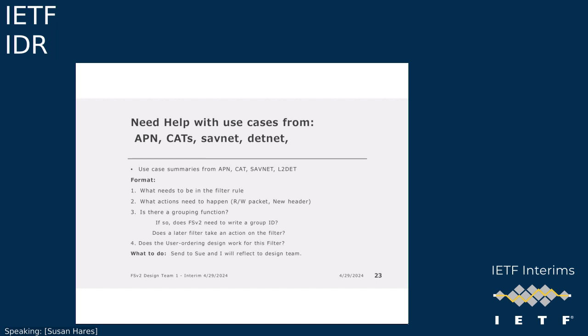And if you're an operator working with denial of service and we've missed something there, I'm going to ask what needs to be in a filter rule. What in these new use cases needs to be a filter rule? What are we missing? Are we looking for something for SRv6? What actions need to be happening? And one of the curiosities I have: is there a grouping function? If there is, does FlowSpec V2 need to write a group ID? And if you write a group ID, does a later filter need to take an action on it? That's an interesting set.